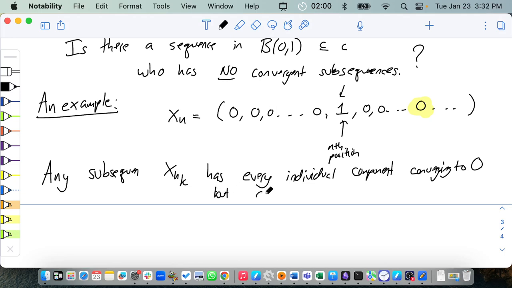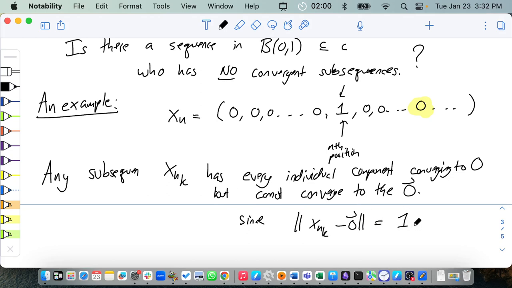But it cannot converge to the 0 vector. This is a good use of the 0 vector, since the norm of xnk minus the 0 vector is always 1. The norm is 1 because you have this spike that's always height 1 somewhere. So if you take the norm of xnk, it's always 1. It's a sequence 1, 1, 1, 1, 1. It's not converging to the 0 function. It can't converge to anything.